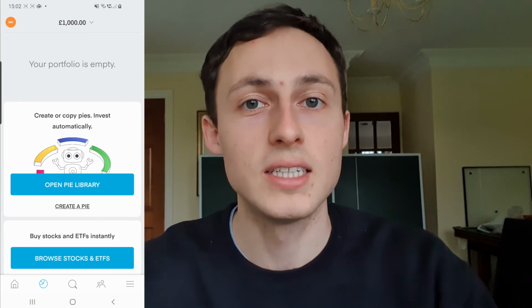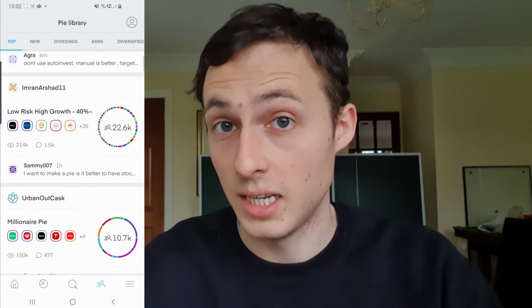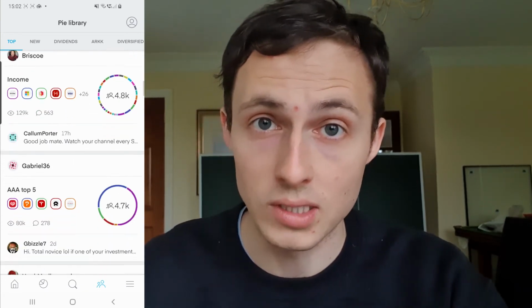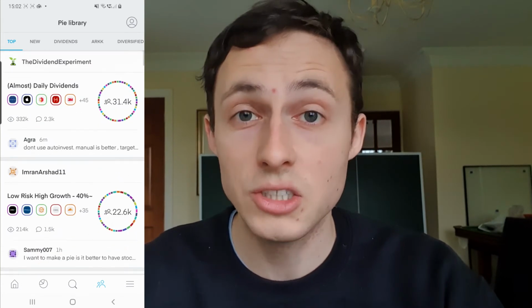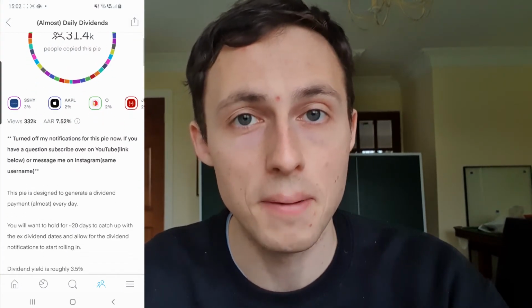Trading 212 recently introduced pies. Pies allow you to put a number of stocks into a pie, and it means that whenever you invest into a pie, you will invest into those stocks that are within the pie. Now, the interesting thing about pies is that you can also copy other users' pies who have made them public.